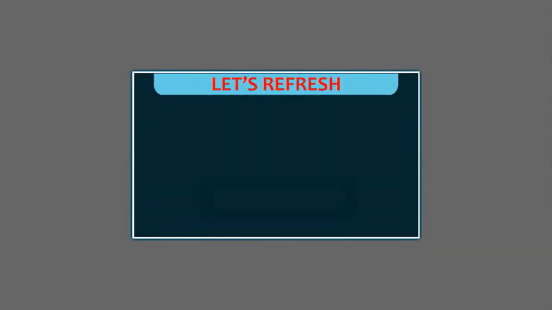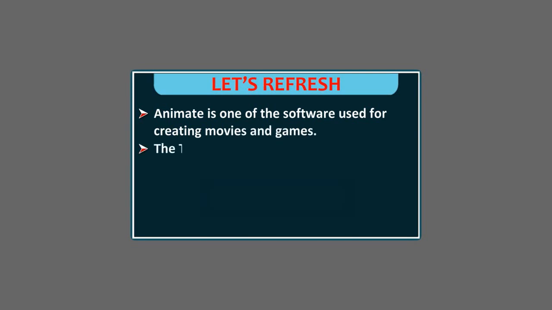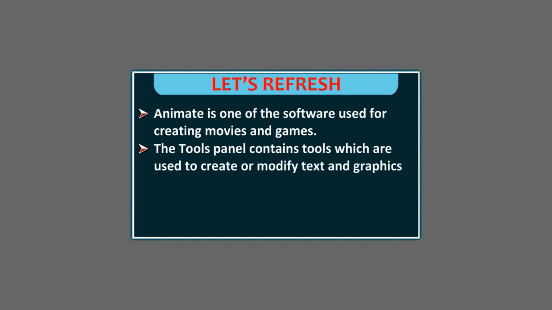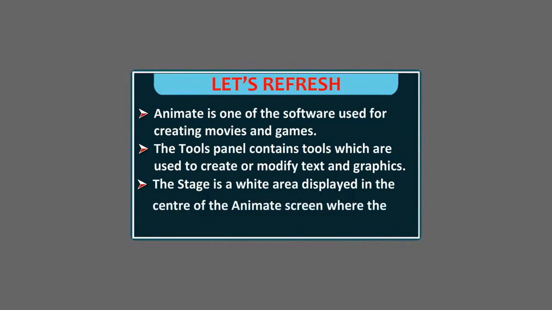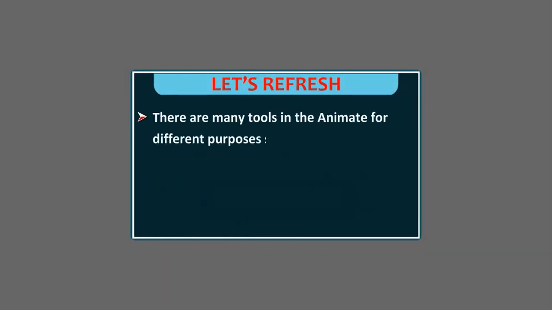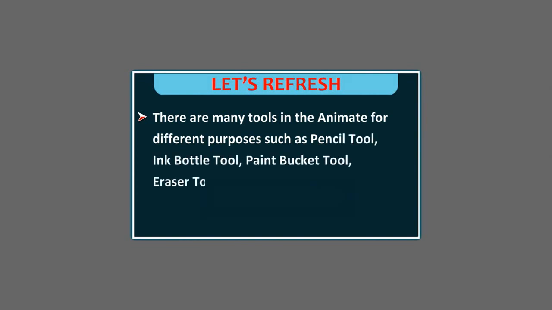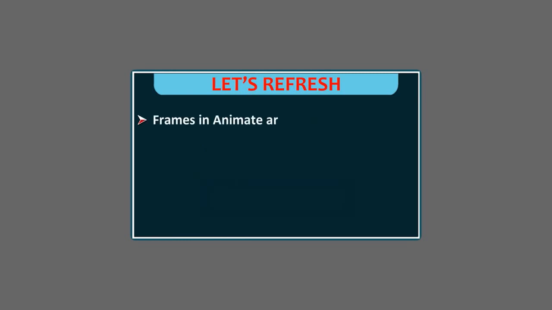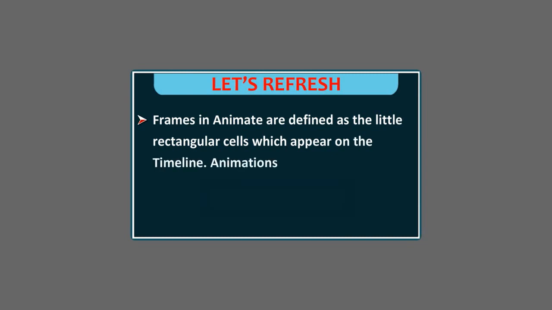Let's refresh. Animate is one of the software used for creating movies and games. The Tools panel contains tools which are used to create or modify text and graphics. The stage is a white area displayed in the center of the Animate screen where the movie is created. There are many tools in the Animate for different purposes such as Pencil tool, Ink bottle tool, Paint bucket tool, Eraser tool, etc. Frames in Animate are defined as the little rectangular cells which appear on the timeline. Animations in Animate are created with the help of these frames.